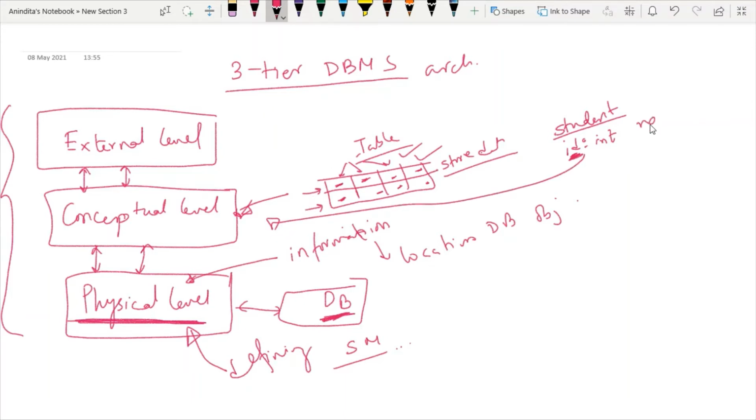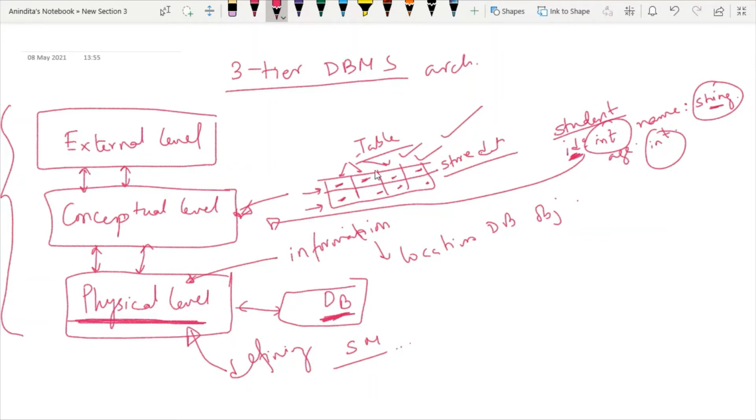Similarly, in the student information table, there should be a name column where we have to store the name of the student. And what should be the data type? The data type of this name attribute will be string. Similarly, if you want to store the age of a student, then it will be integer. So the conceptual level deals with the type of the data that we are storing inside a particular table.